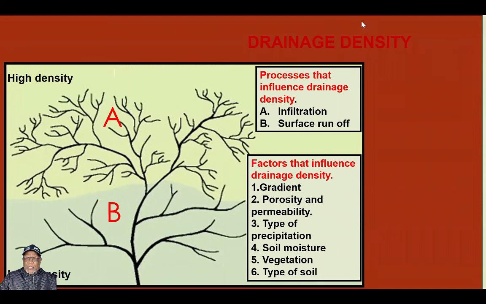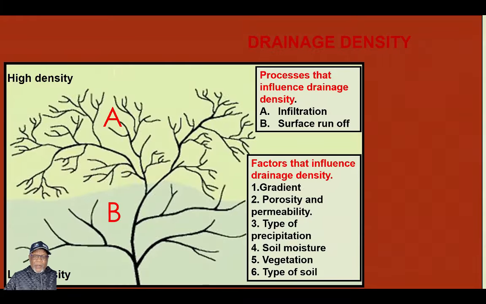Now, drainage density is influenced by two processes, infiltration and surface runoff. There are also factors that influence drainage density, which are gradient, porosity and permeability, type of precipitation, soil moisture, vegetation, and type of soil.